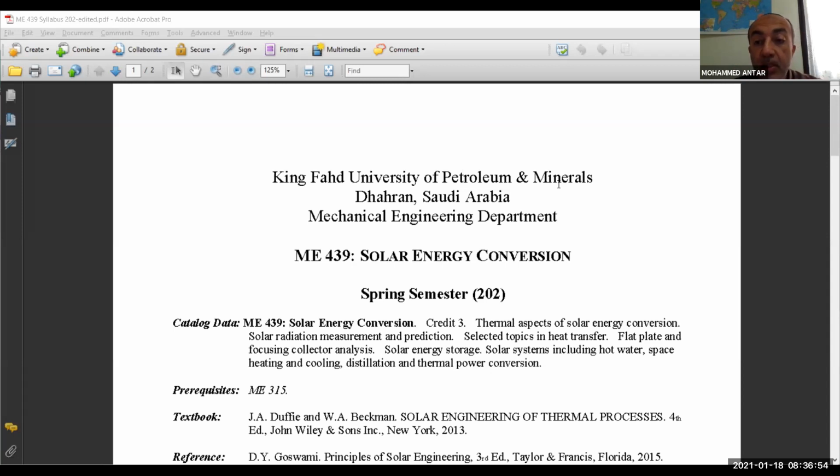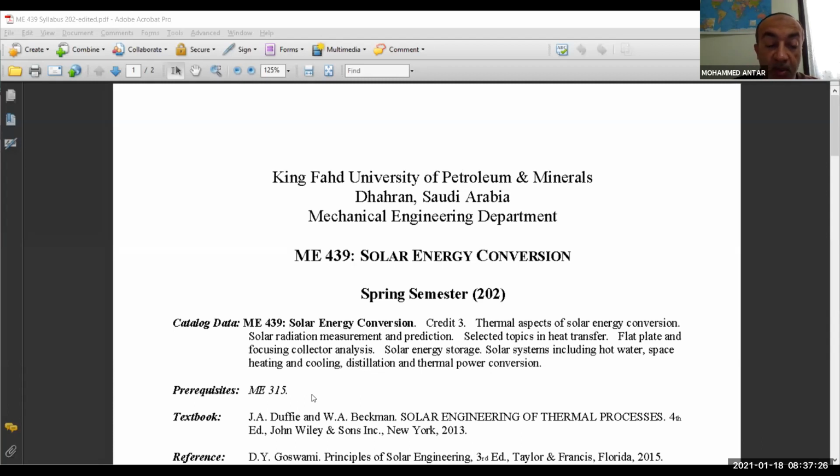Then some systems where we can apply what we have learned about solar energy are going to be discussed, and basically the systems are going to include hot water, space heating and cooling, and distillation, where we can use solar energy to get desalinated water, and definitely power conversion in the form of electricity. So this is some sort of a quick overview of what is expected to be seen in this course.